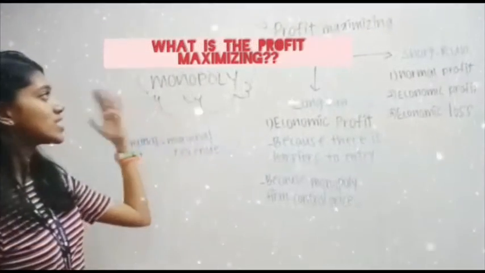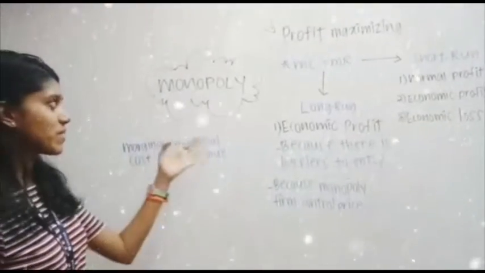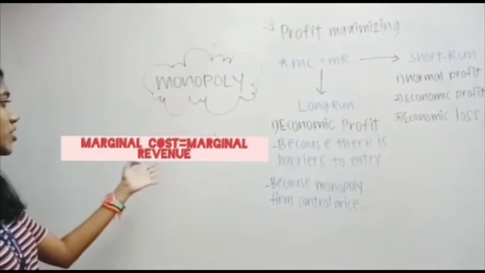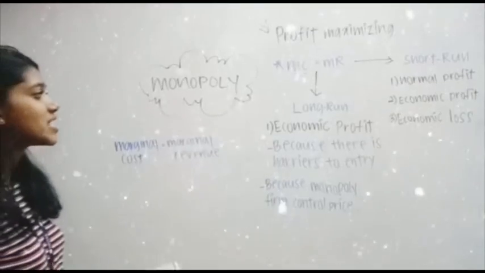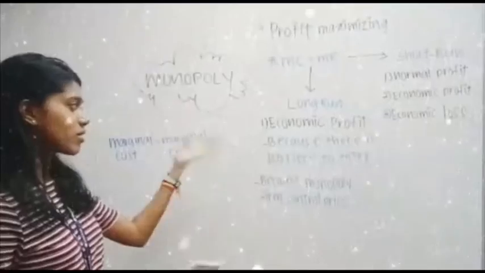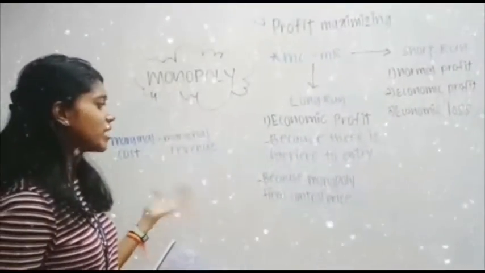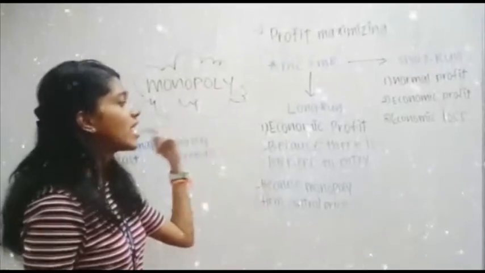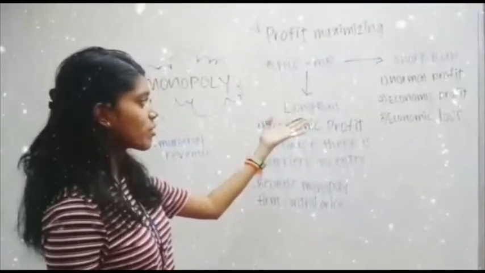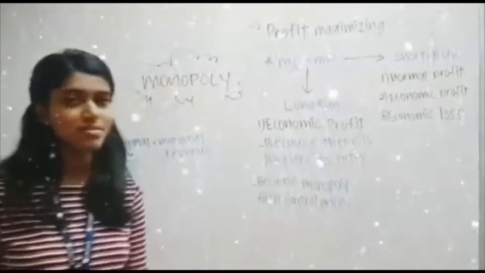I'm going to explain what the profit mechanism is. The basic formula of the profit mechanism is MC, which is marginal cost, equal to MR, marginal revenue. They are divided into two things: the long run and the short run. What is the long run? Economic profit, because there are barriers to entry and the monopoly controls the price. And what is the short run? First is long run profit, second is economic profit, and third is economic loss.